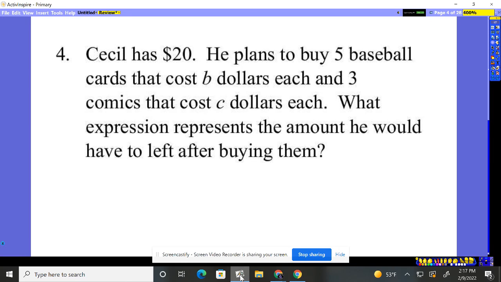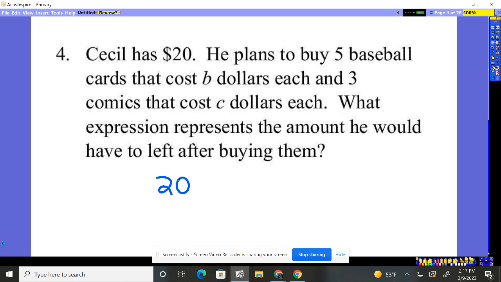Number 4, Cecil has $20. He plans to buy 5 baseball cards that cost B dollars each and 3 comics that cost C dollars each. What expression represents the amount he would have left after buying them? So how much does he start with? He has $20. All right, so that's how much money I have right now.